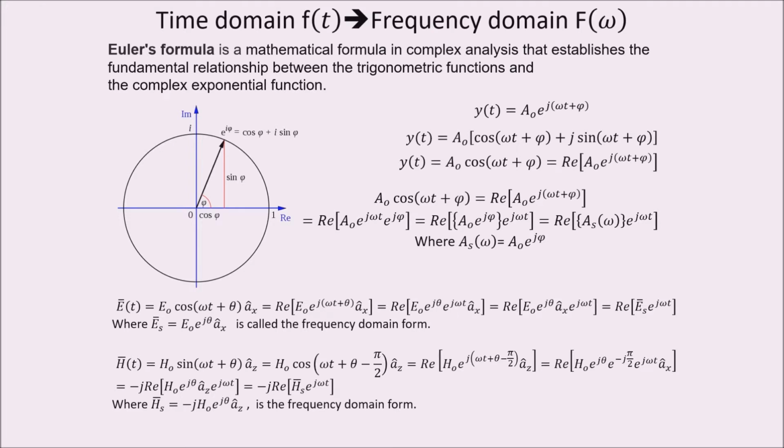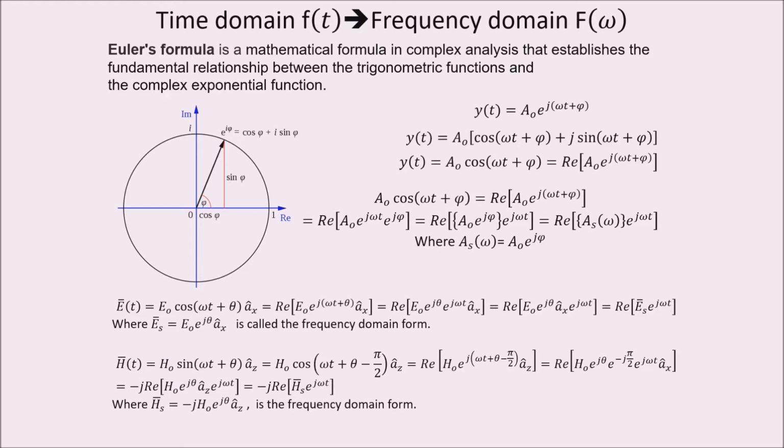Euler's formula is a mathematical formula in complex analysis that establishes the fundamental relationship between the trigonometric function and the complex exponential function. Let us consider a function y in time domain as y(t) = a0 e^(j(omega t + phi)) in the phasor form. We can use Euler's formula to decompose the phasor form: y(t) = a0 cos(omega t + phi) + j sin(omega t + phi).